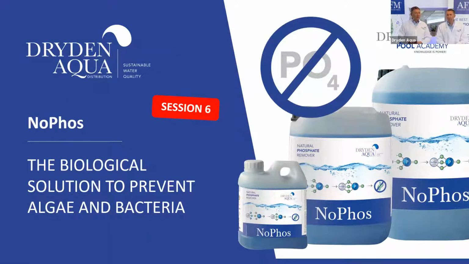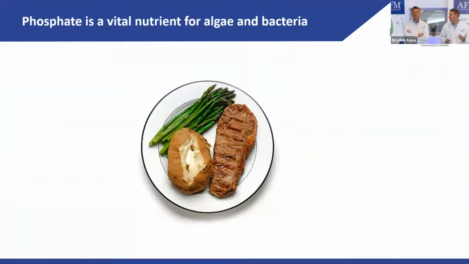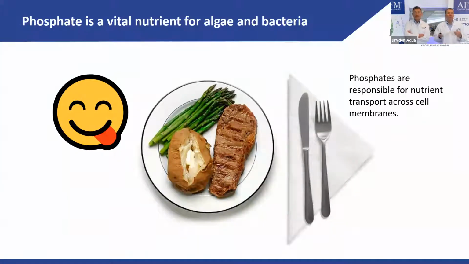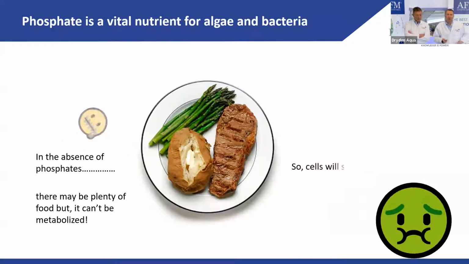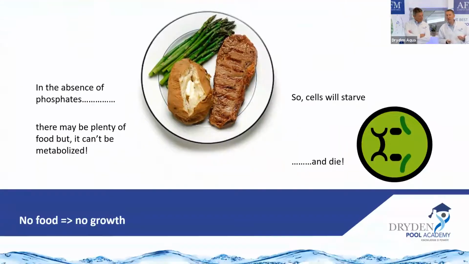Again, about session number 6, what is here? NoFos, the biological solution to prevent algae and bacteria. Okay, so you remember that algae and bacteria need phosphate to transport food to their cell membranes, basically. And if you reduce phosphate in the water, that means bacteria and algae cannot digest, and ultimately they will starve. That's the whole process.